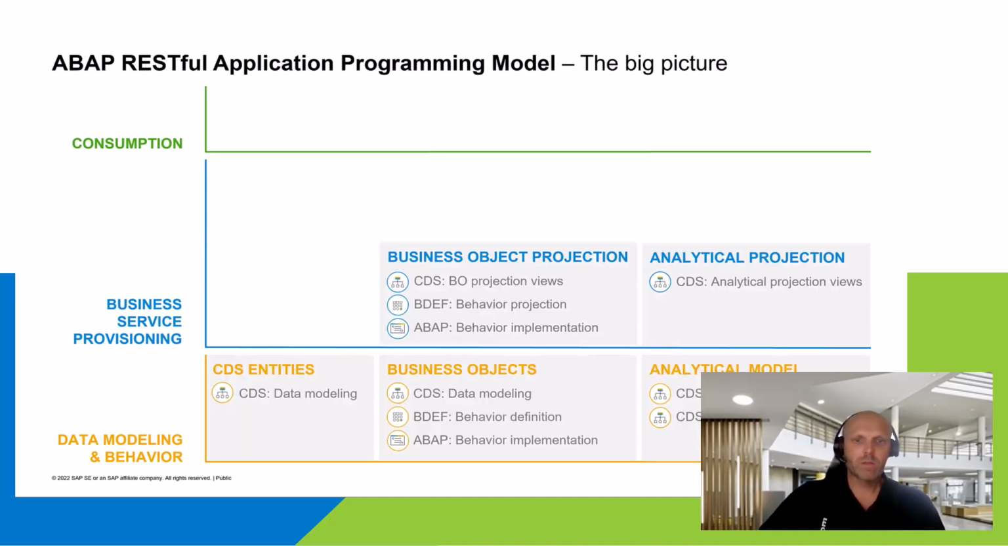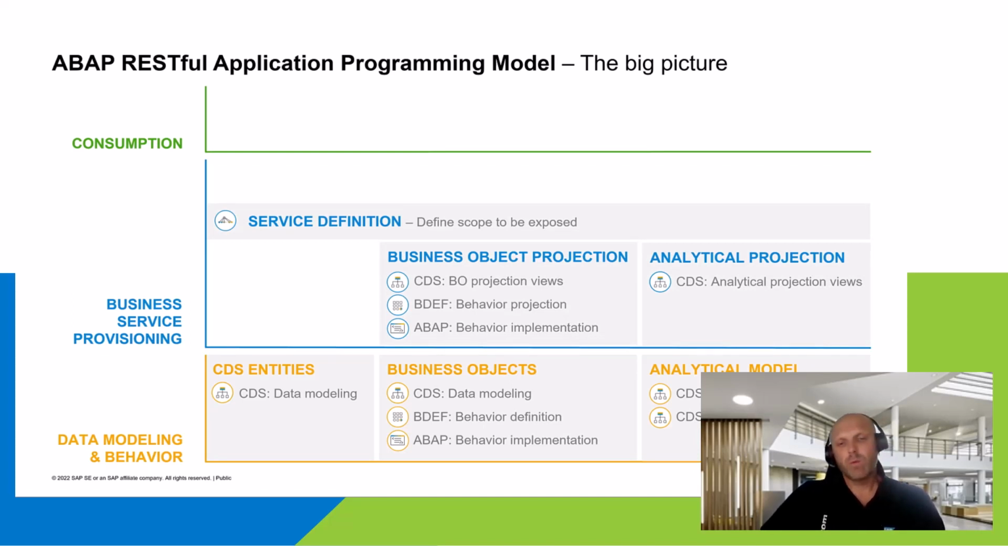So again, the next step, if you have your foundation, your business object that we introduced here, is the so-called projection layer, the business service provisioning layer, where you have a kind of projection view on your data model. You can also override, for example, different actions that you might implement in the projection layer, and also override the behavior implementation here. Again, this also applies to the analytical projection on the inner services.